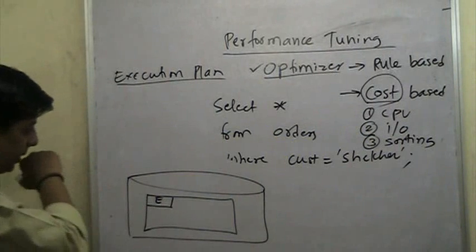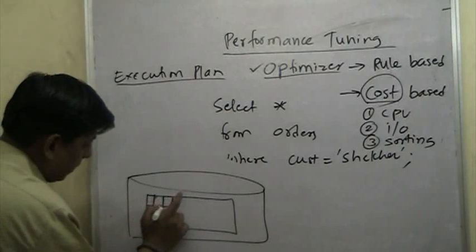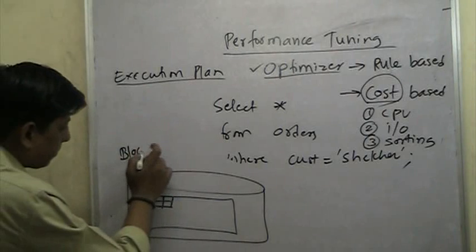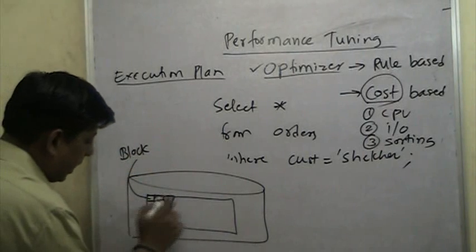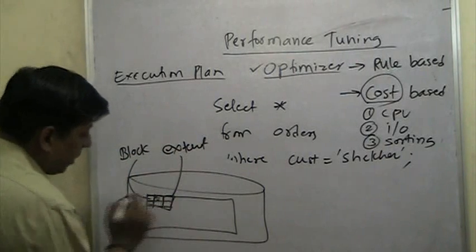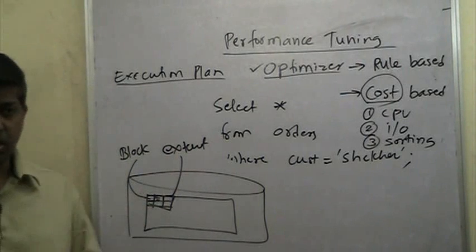Now within that extent, Oracle has some terminology there. There are certain smaller areas within the extents, those are called blocks. So you may want to remember that there is a smaller area, the block, and the bigger area is the extent, and inside the blocks there are rows.